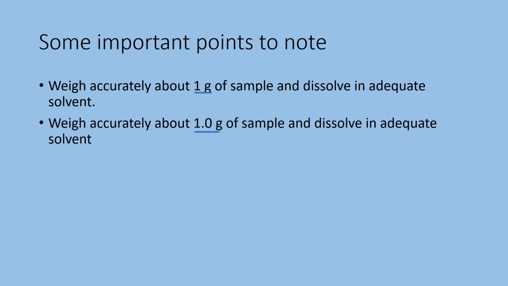Really not. If you say 1 gram, the acceptance criteria for the weight taken will be between 0.5 grams and 1.4 grams. Whereas if it is 1.0 gram, the acceptance range would be between 0.95 grams and 1.04 grams. These two acceptance criteria are not the same.